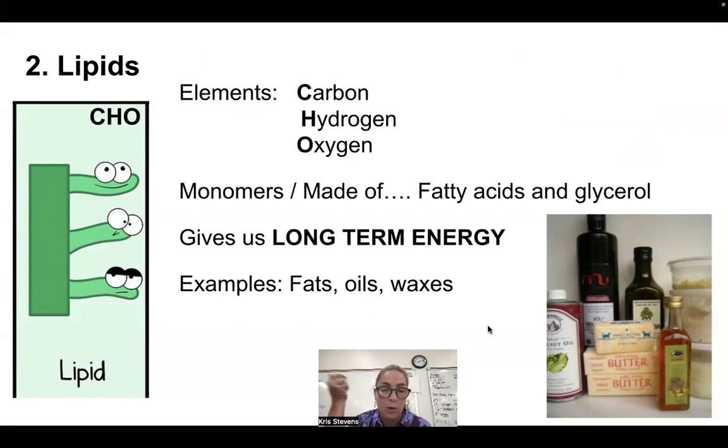And think about this. Are these polar or non-polar? So remember the other day we learned about being polar. Polar is hydrophilic.